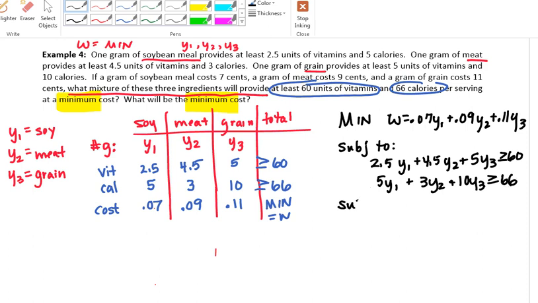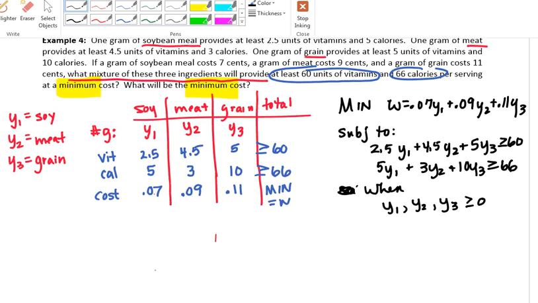And we need our not subject to when. Make sure you say that your variables are positive, because the last time I checked, you couldn't have -3 grams of soybean. That's weird. There's my standard minimization problem. Now that doesn't do me a whole lot of good because I don't know how to solve a standard minimization problem. So I'm going to convert this into a dual.